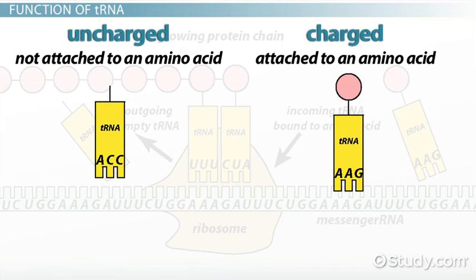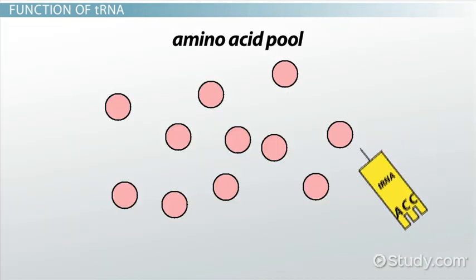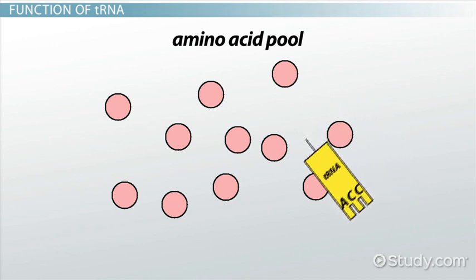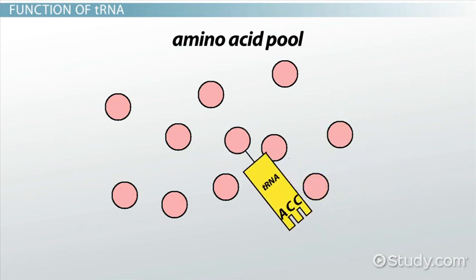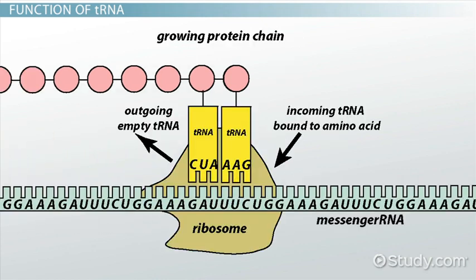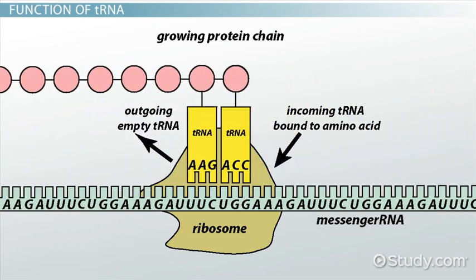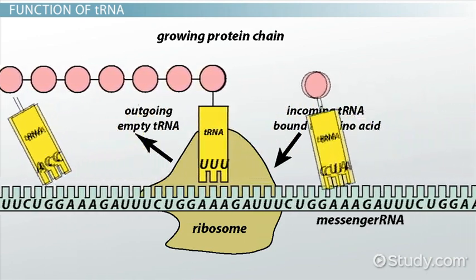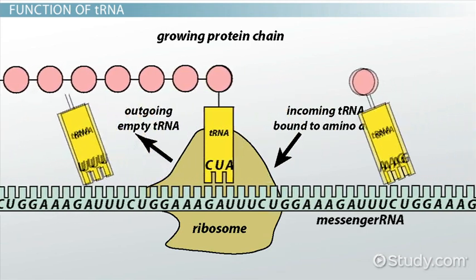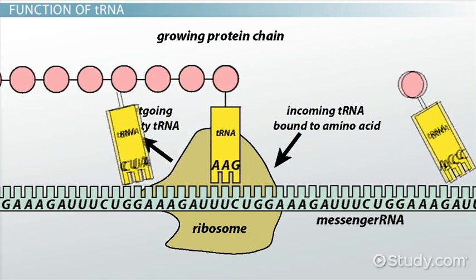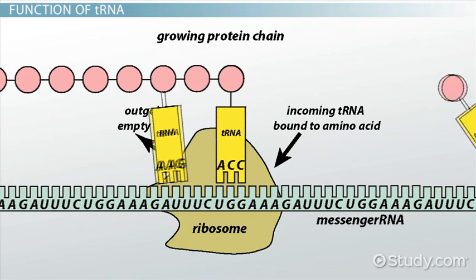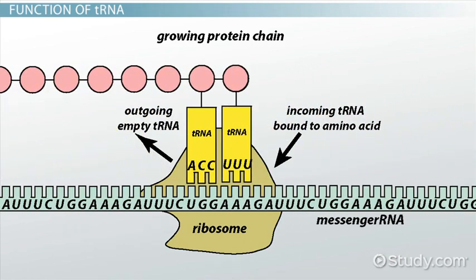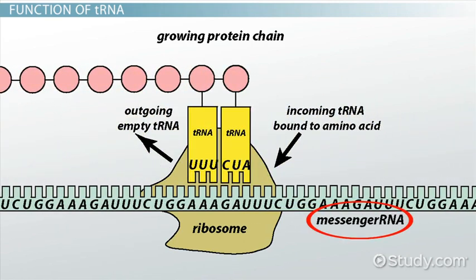How does this work? Briefly, an uncharged tRNA goes to a pool of amino acids. Here it finds the one specific amino acid to which it can attach and binds it, or becomes charged. Then it carries the amino acid back to the ribosome, where the amino acid is transferred from the tRNA to the growing protein. At this point, it's important to remember that amino acids are added to the protein in a specific order. The order is contained in the code of mRNA inside the ribosome.